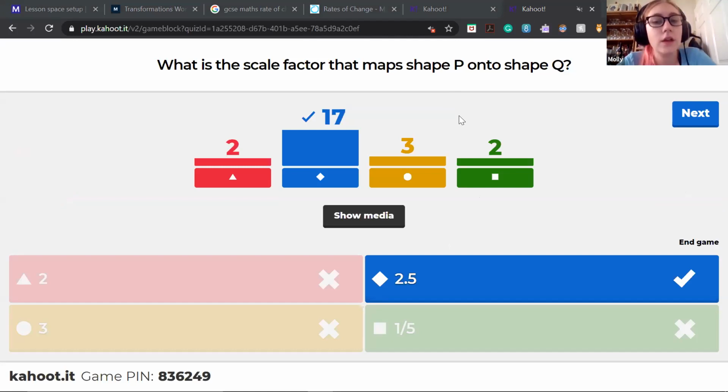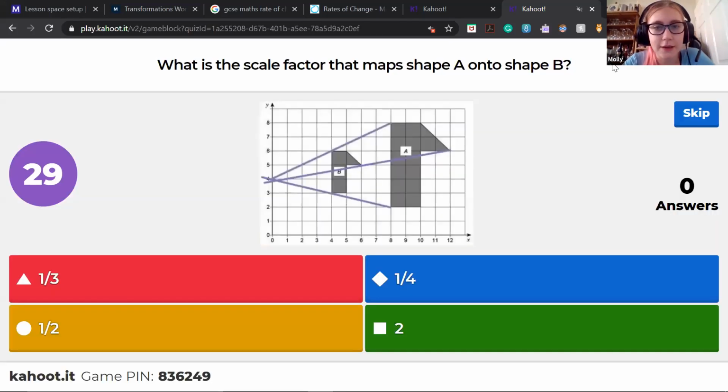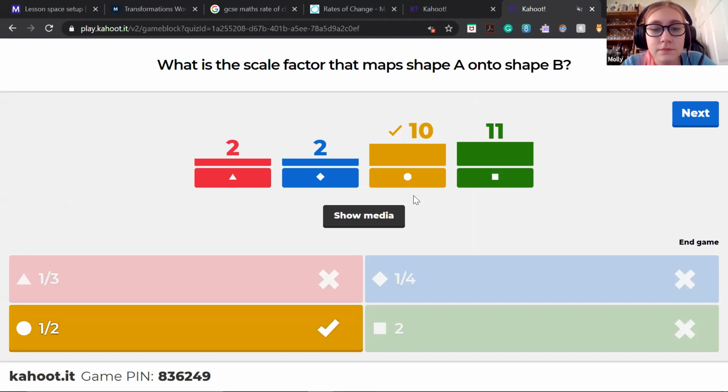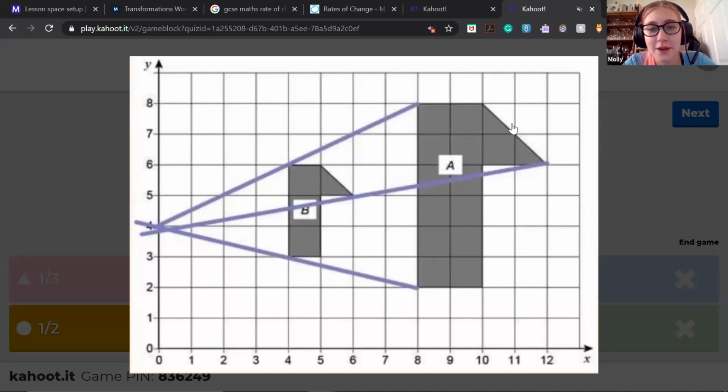Yeah, well done. Loads of people got that, which is really, really good. For this first run through, I won't be explaining why the answers are what they are, because I'll be teaching that. So this time it's what maps shape A onto shape B. Ignore the purple lines. Well, you can look at them. I think a couple of people maybe looked at it the wrong way round, but well done to those 10 who got it there.